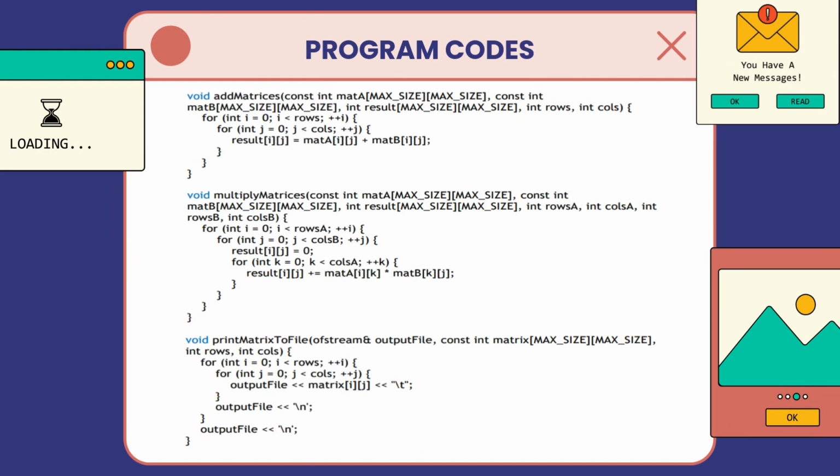Next, the matrix printing to file function writes a matrix's contents to a text file. It takes a file object, which is the output file, the matrix and its dimensions, rows and columns. Nested loops iterate through the matrix, writing each element with a tab separator and a new line for each row. This function ensures efficient handling of matrix operations and provides flexibility for saving results to external files.